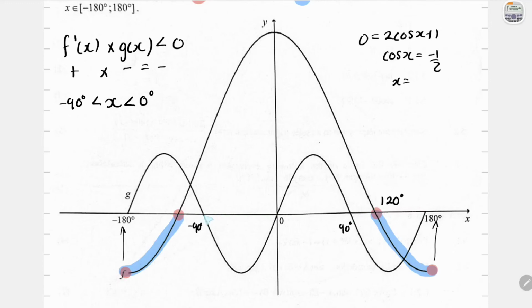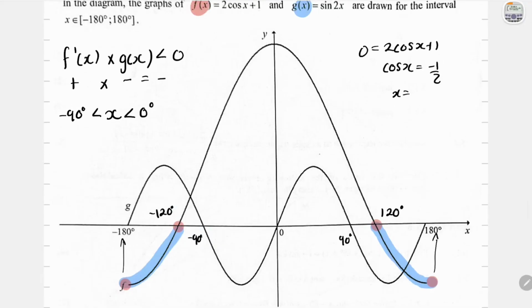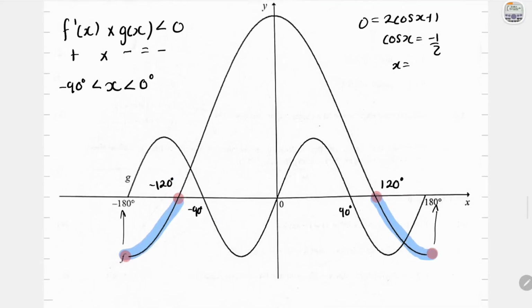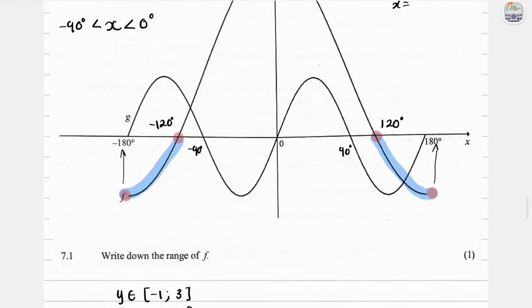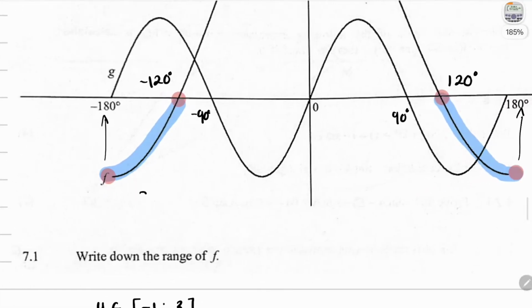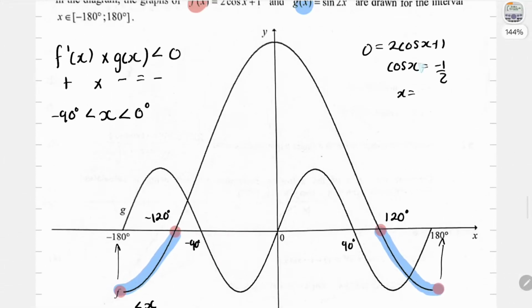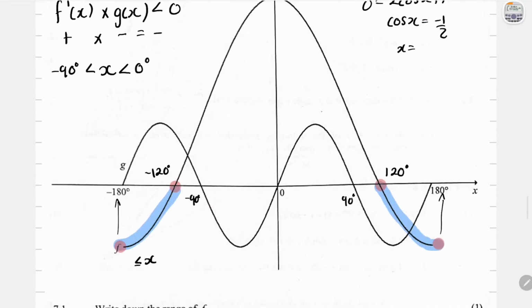Then from -90 degrees to this point is -120 degrees. Okay, so those are the 2 points that we have there. And so to answer that question, we're really just saying that x is greater than or equal to, okay, because they said it has to be less than or equal to 0. So as long as it has a value less than 0 or equal to 0, it's included.